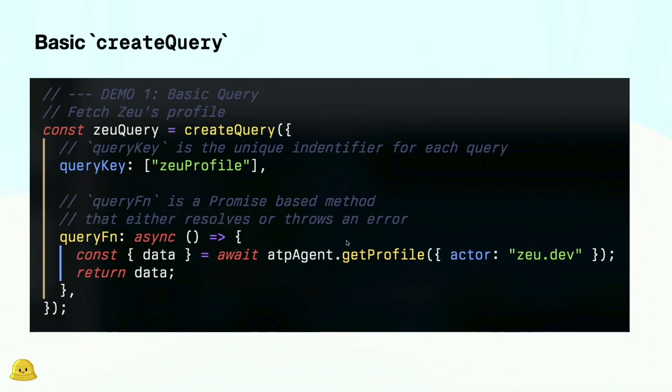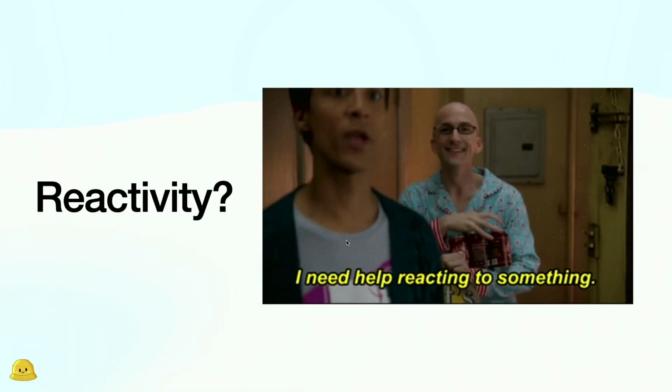And then the query function is a promise-based method that either resolves or throws an error. This is a basic one where all we're doing is fetching my Bluesky profile. You can see here, we're not doing a fetch. We are using the AT Protocol SDK, using the AT Protocol agent, and we're just grabbing my profile and returning the data.